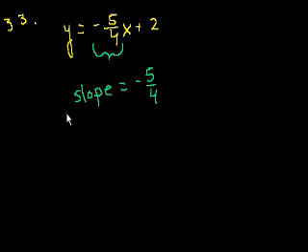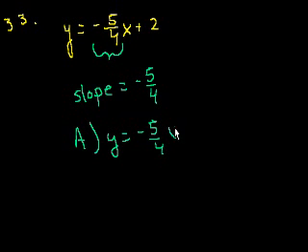And so we just have to look at the other choices and say which one has the same slope of minus 5/4. And choice A actually is, y is equal to minus 5/4 x plus 1. So it has the exact same slope, and it's just shifted down by 1. So A is our choice.